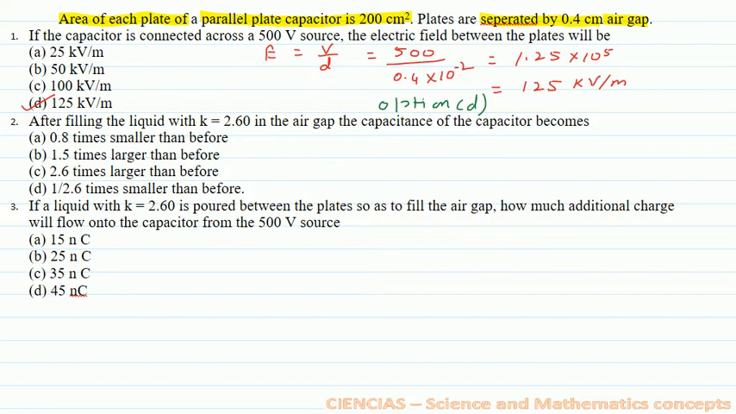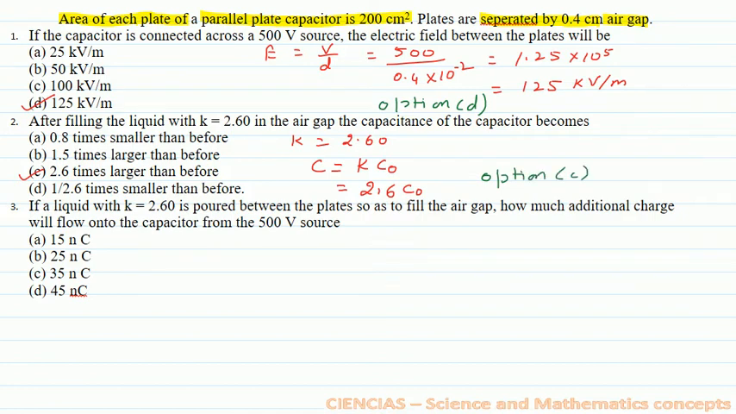Now the second question: after filling the liquid with K equals 2.60 in the air gap, K meaning dielectric constant, the capacitance of the capacitor will become. Here K is given as 2.60, and we know that when the plates are completely filled, the new capacitance becomes K times the capacitance of the air capacitor. So that is equal to 2.6 times the capacitance of the air capacitor. So in option C we are getting 2.6 times larger than before.